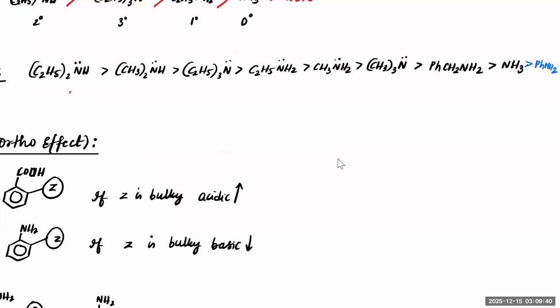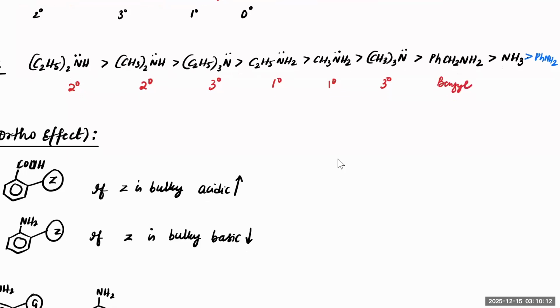So you can see this is 2 degree ethyl, 2 degree methyl. Then 3 degree amine, ethyl, then 1 degree amine. Here we have 1 degree methyl, then 3 degree amine. And here CH2Ph will be slightly withdrawing, correct? But overall, still it has sufficient donating nature. So hence, this is more like benzyl form, okay, connected with NH2.